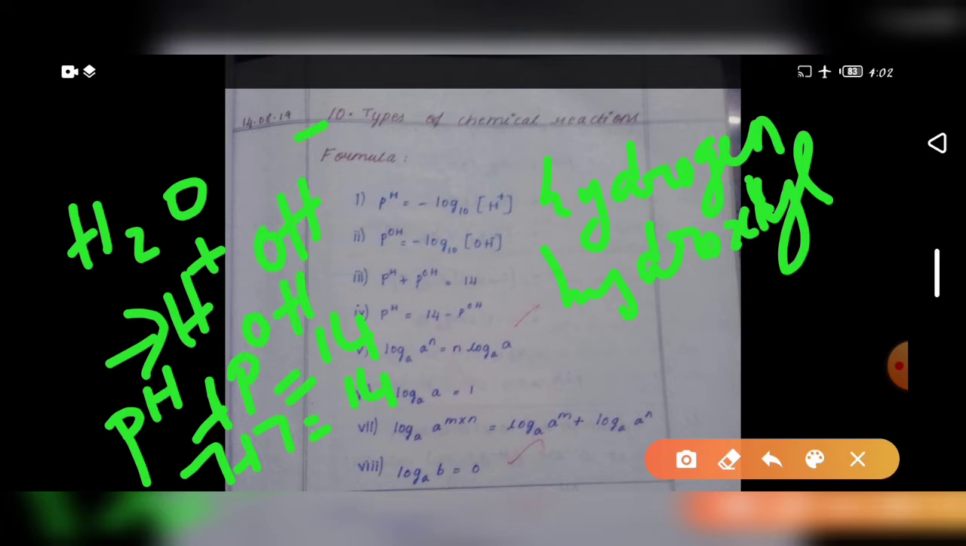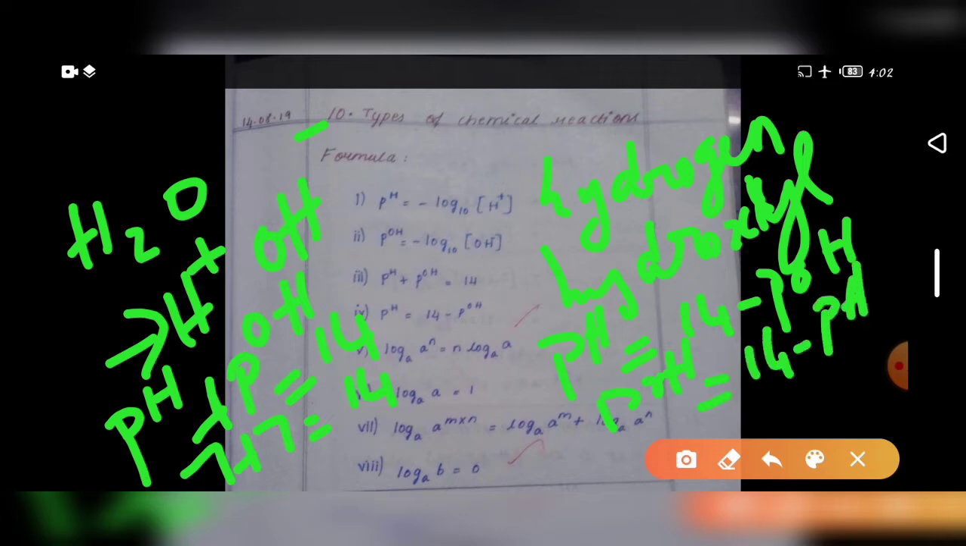Suppose you take the logarithm, it will be converted into logarithm. Suppose we have the pH value, then pH is equal to 14 minus pOH. Suppose you want pOH, then pOH is equal to 14 minus the pH value. Like that you have to calculate it from this one formula. You have to calculate the pH and pOH.